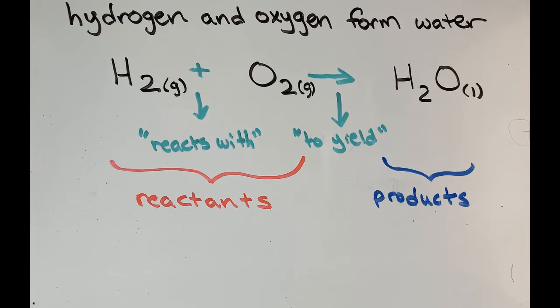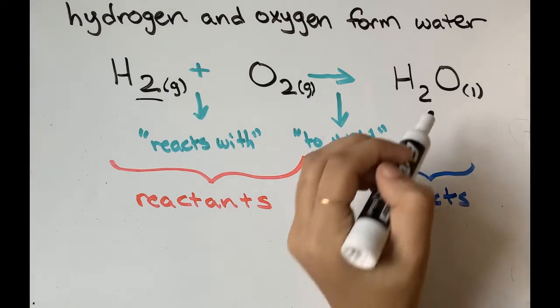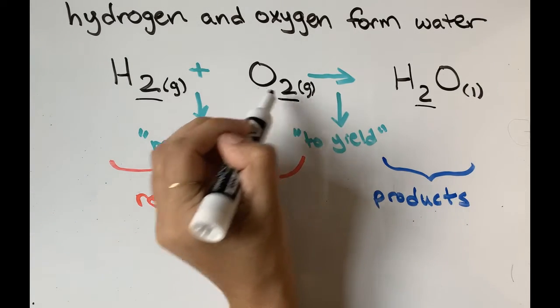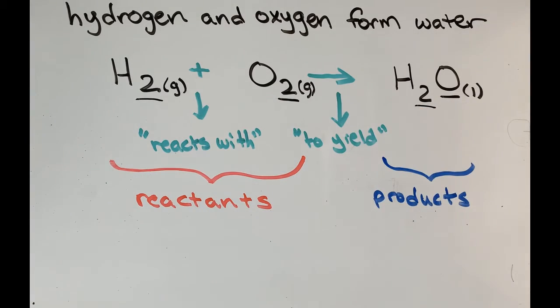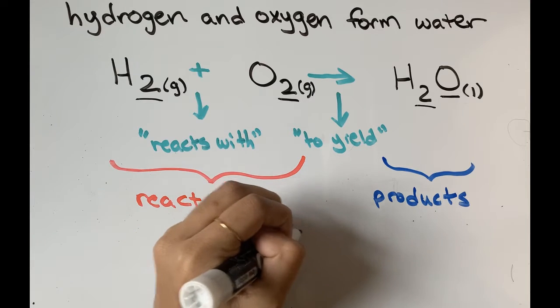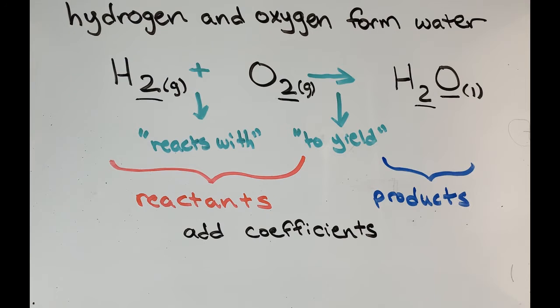This equation is not done though. If you count up the atoms, there's 2 hydrogen atoms on the left side of the equation and the right side, which is good. But there's 2 oxygen atoms on the left and only 1 on the right. To fix this, we have to balance the equation. That means we add coefficients to the front of the molecule so that there's an equal number of the atoms for each element on either side.